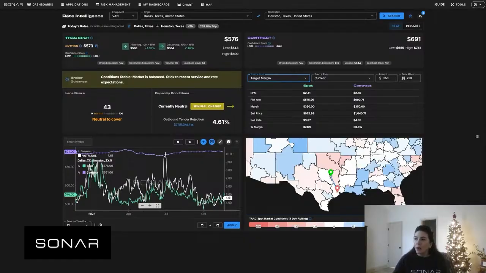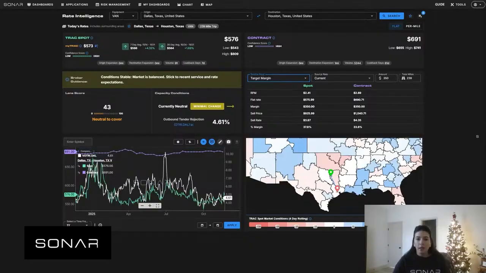And next to that, we have our capacity conditions. So this is going to give you current rejections and then how they're changing. So currently Dallas is at a 4.61% with minimal change. So overall, nothing too crazy going on with the Dallas market that you need to be aware of or prepare for. So this is going to be a great leading indicator for any capacity restrictions, to know if you need to prepare to pre-book or prepare for fall-offs, or if your rates are going to be heavily elevated because this market is extremely tightening.